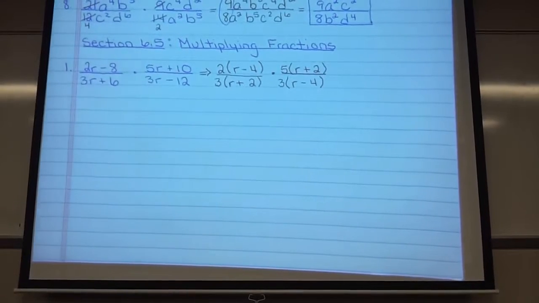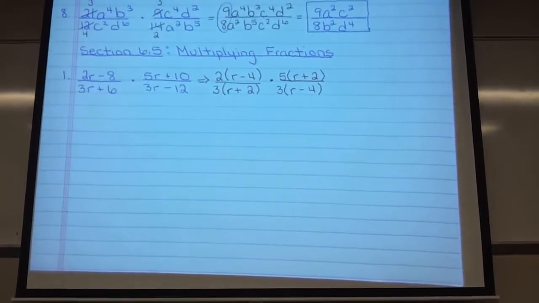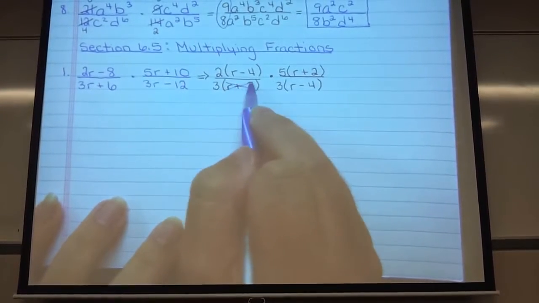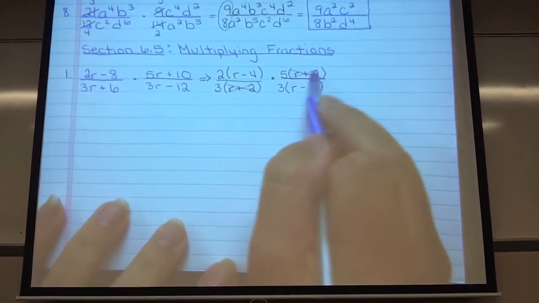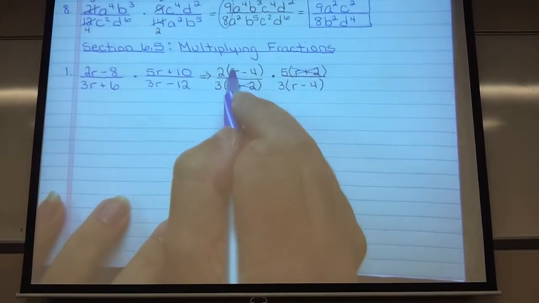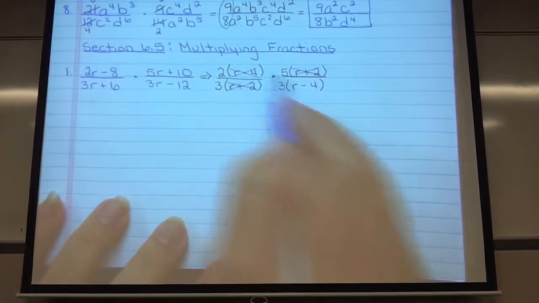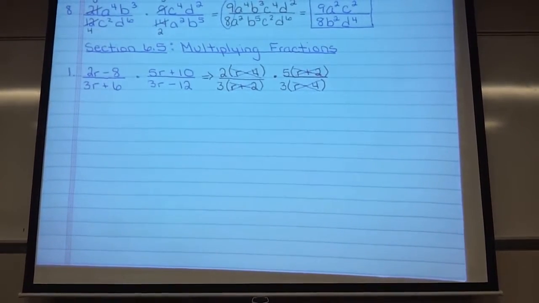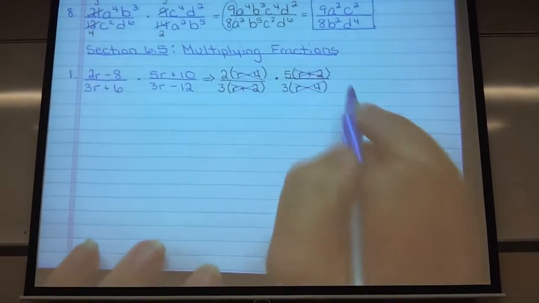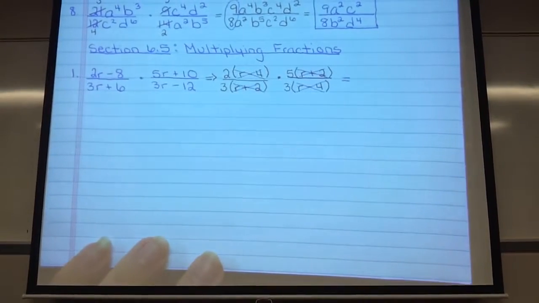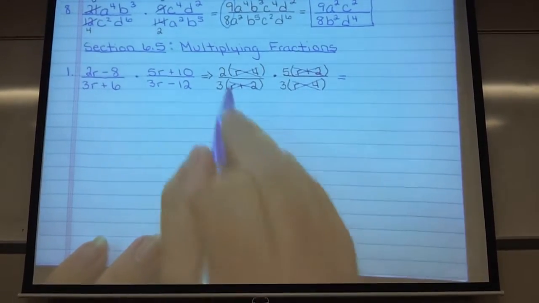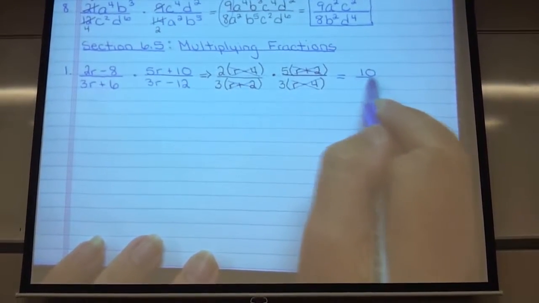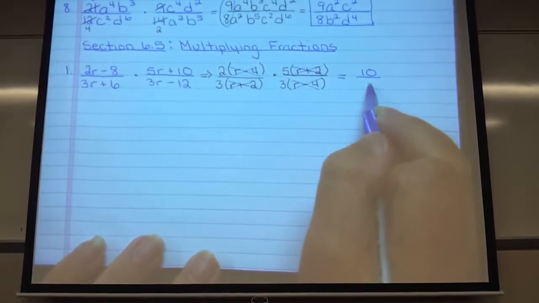Then we see, do we have a common expression on top and bottom? Notice I've got an r plus 2 on the bottom and on the top. They're gone. I have an r minus 4 on top and on bottom. So all I have left are those numbers. So when I multiply straight across, what number would I have on top? 2 times 5? 10. 10 over 9. And 3 times 3 is 9.